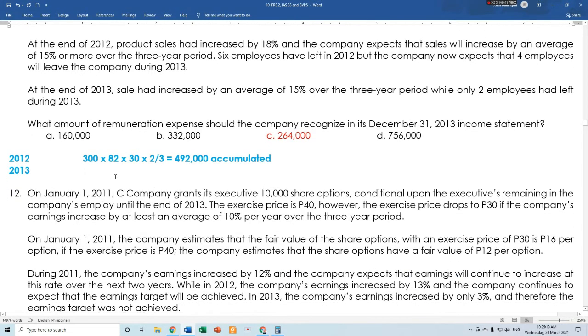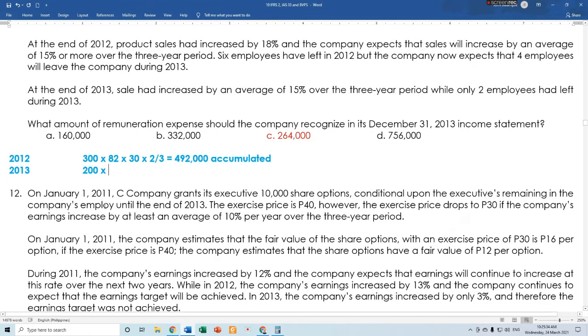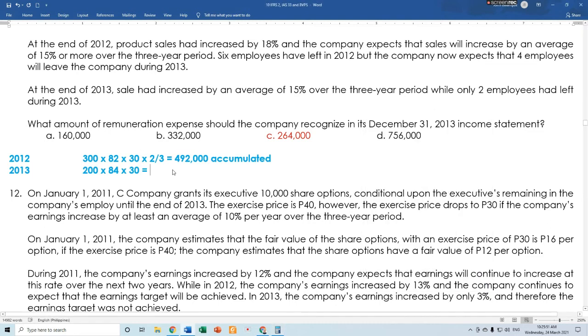Okay? Sundan lang natin yung given. Tapos ilan yung umalis? 2 employees left. So ang umalis na 8 plus 6, that's 14 plus 2. So 16 yung umalis. So 84 yung naiwan. 84 times 30. Ito na yung total natin. So that's going to be 200 times 84 times 30. So 504. Okay. So pag 504 gagamitin natin, hindi lalabas yung sagot.